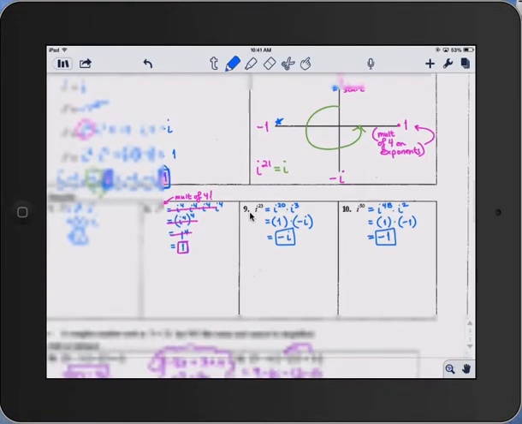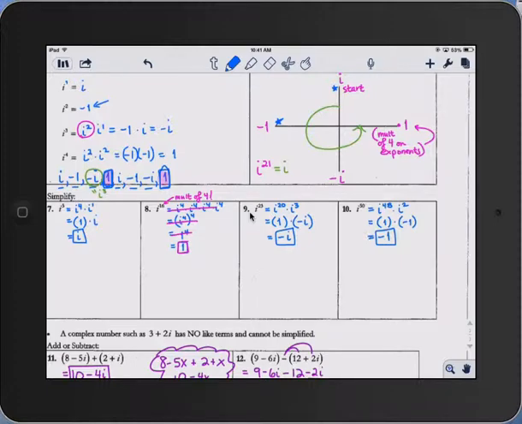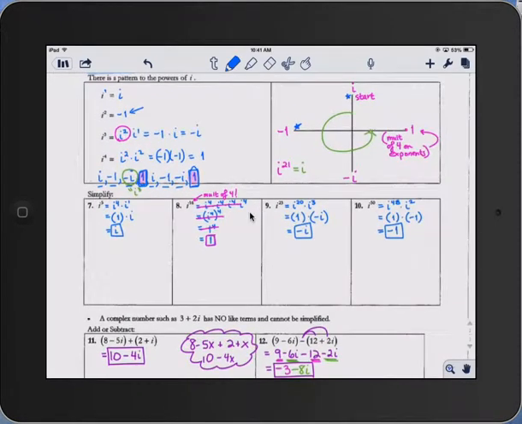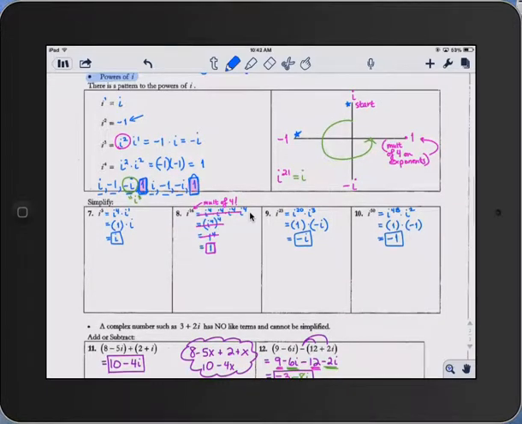Okay, now again, the whole idea is an expression is considered unsimplified if the exponent is larger than 1 on your i. So you can leave i's in your answer. You cannot leave i squared, i cubed, i to the fourth, anything higher should not be left in your answer. So it's considered unsimplified if you have an exponent that's higher than 1.